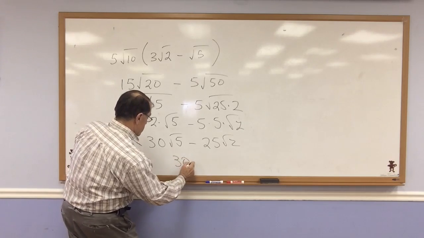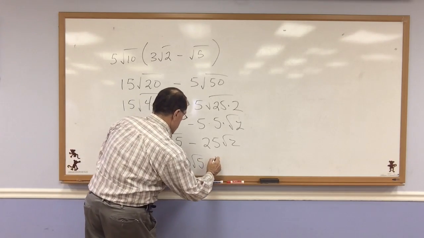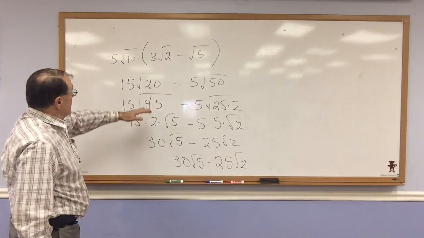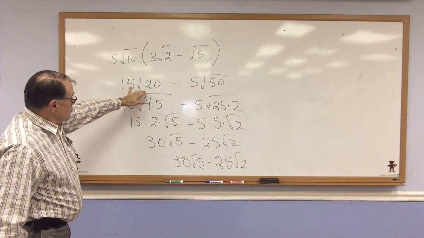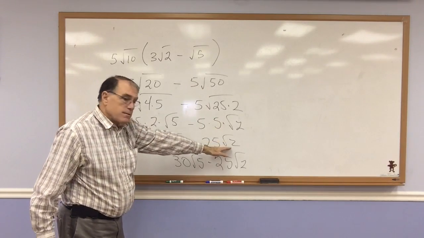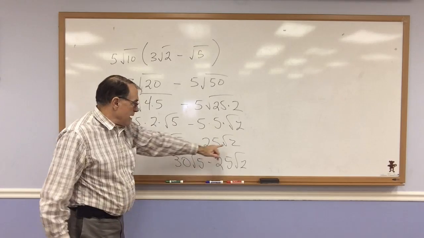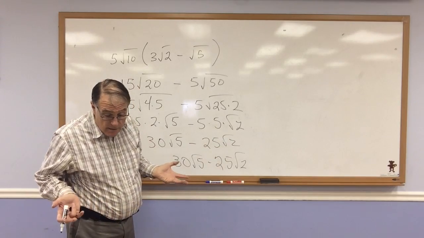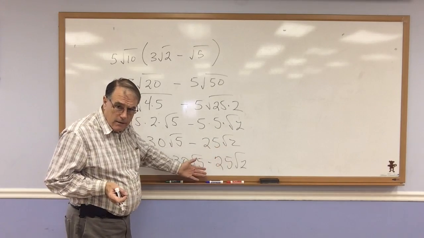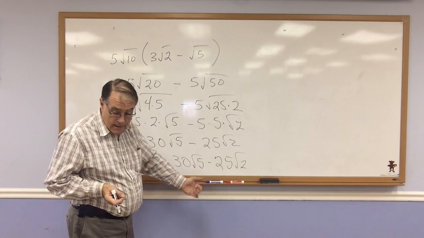30 root 5 minus 25 root 2. Notice that this root 20 leaves a root 5. Root 50 leaves a root 2. And because these radicands are different, there's nothing more I can do. I cannot combine the radicals when the radicands are different.